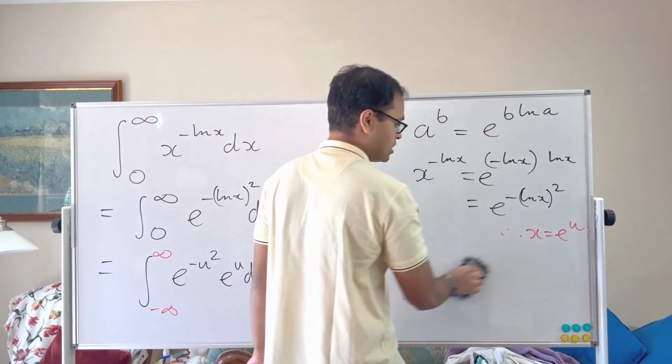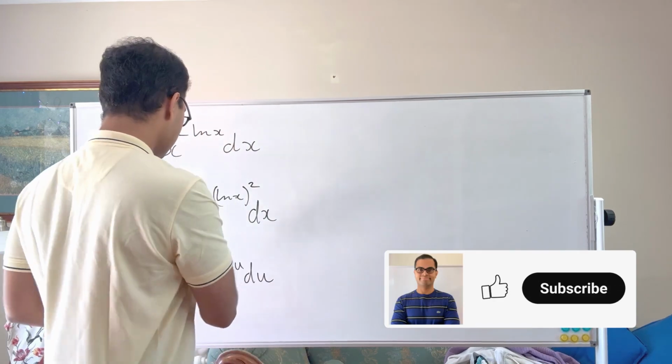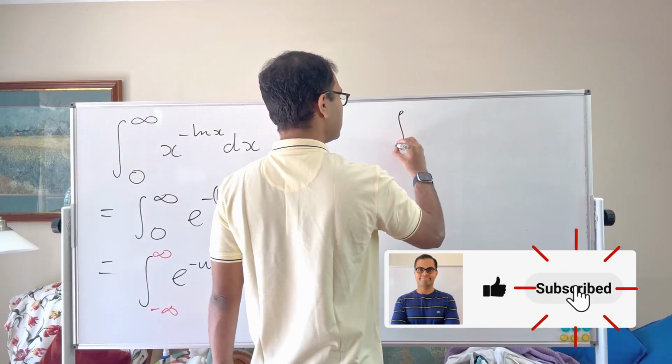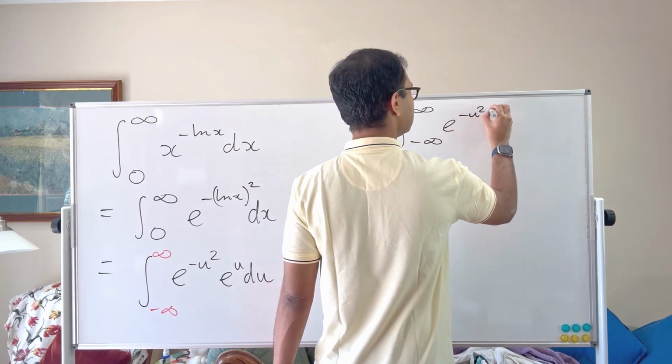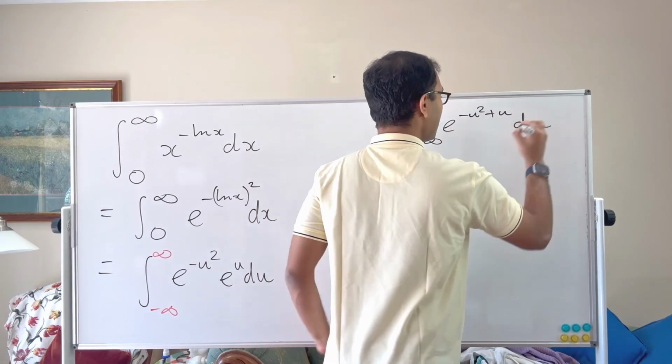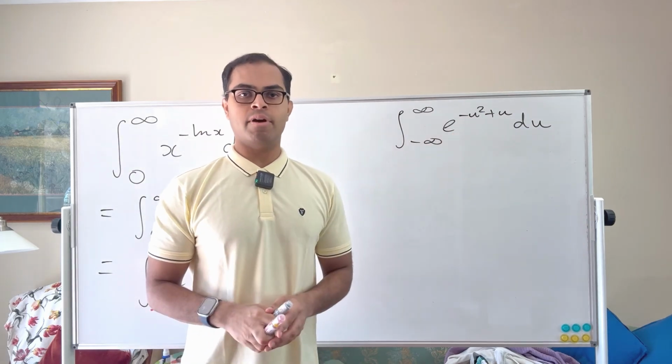Okay, we're going to actually lead to one of the most beautiful integrals in math. Let's now work out how to simplify this integral. So we've got the integral from negative infinity to infinity of e to the negative u squared plus u du. And now we want to write out what's in the exponent as negative of a perfect square.